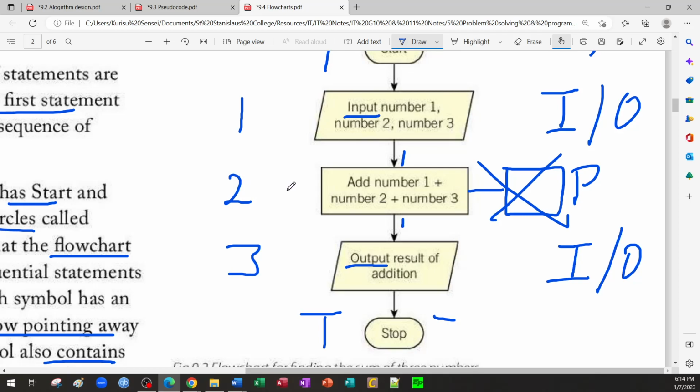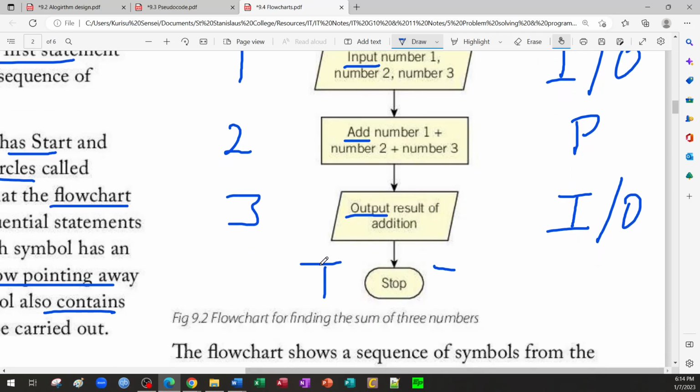At the second main symbol here, this is our process symbol. So here we are carrying out a calculation. We are adding the 3 variables together. Our third main symbol, we are once again at the input output symbol, and we have the keyword indicating we are outputting the result of the addition. Then finally, we are at the terminal symbol here, where we are indicating we are stopping our flowchart.